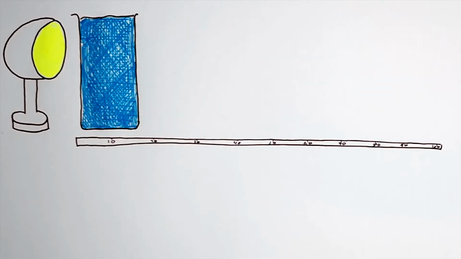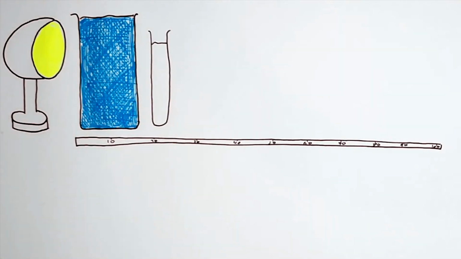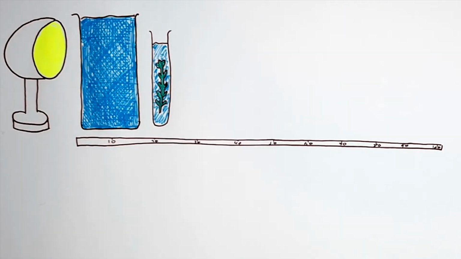You then get your boiling tube, place your plant specimen inside the boiling tube. The plant specimen is normally Elodea, which is a pondweed. And then you add water to your boiling tube. You then attach a syringe to your boiling tube and make sure it's airtight.